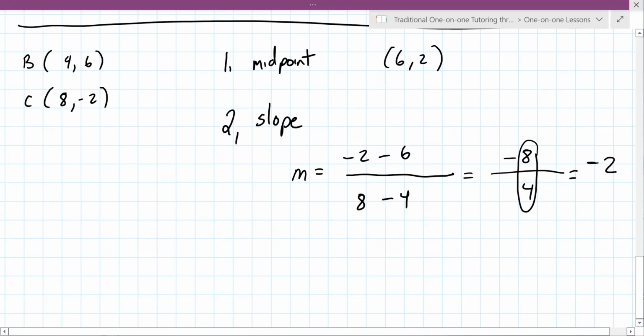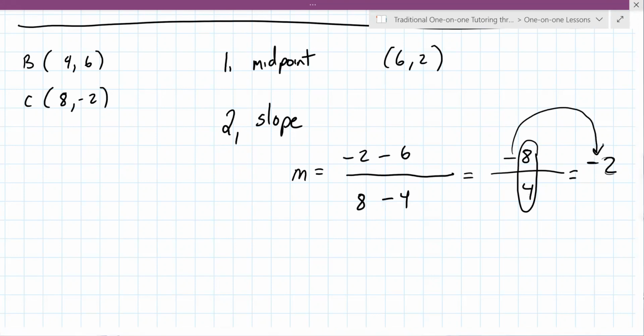It's 8 divided by 4 is 2. Oh, so when there's a negative, you should just divide regularly. Yes. And then you keep the negative with the answer. Okay.